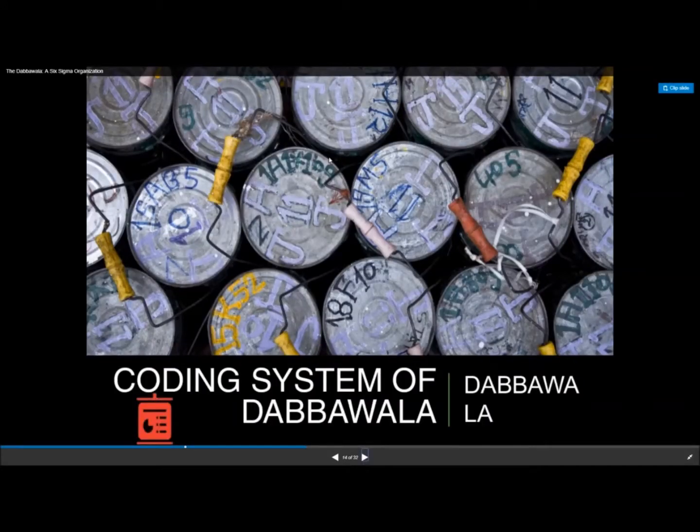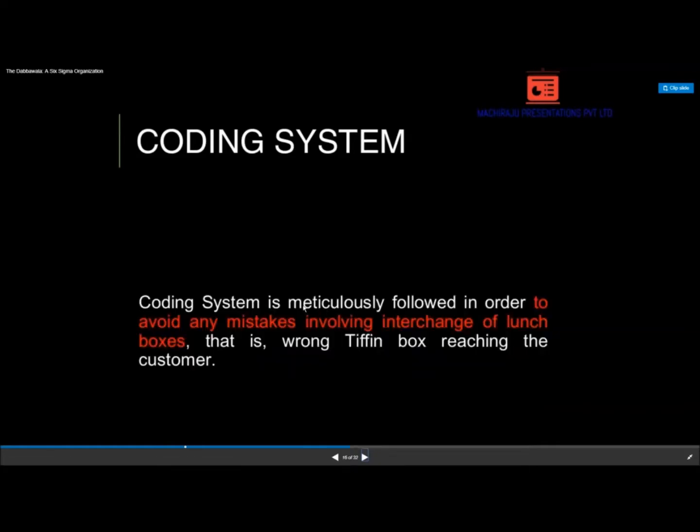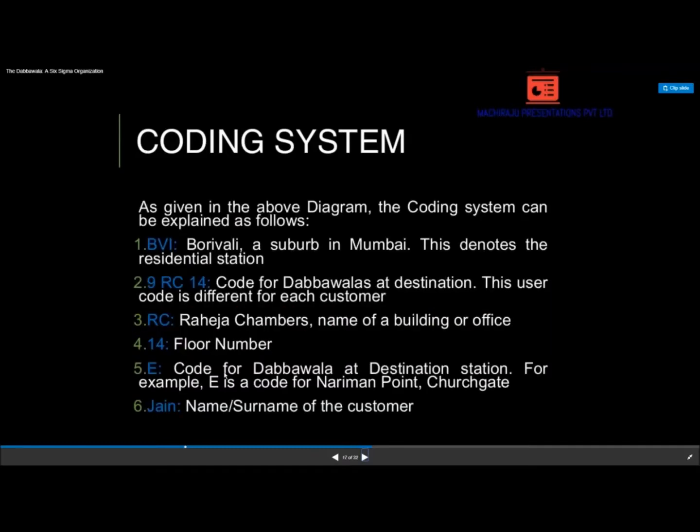Okay. Now, what you see here are the codes. They know exactly where it's going to be picked up and where it's going to be dropped off. Okay. So, for example, here's a code. It tells you where it's going to be picked up, what's the aggregation point, and where it's going to be delivered. So, we'll see. The coding system is meticulously followed in order to avoid any mistakes involving interchange of lunch boxes, that is, the wrong tiffin box getting to the wrong customer. So you see the code there.